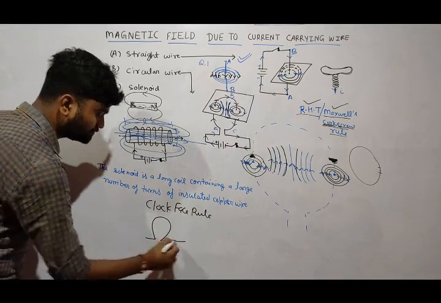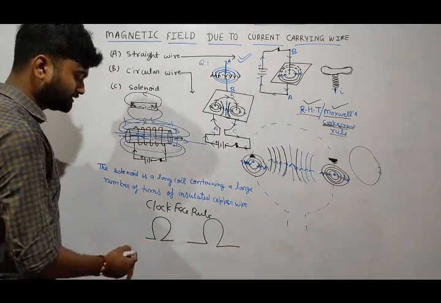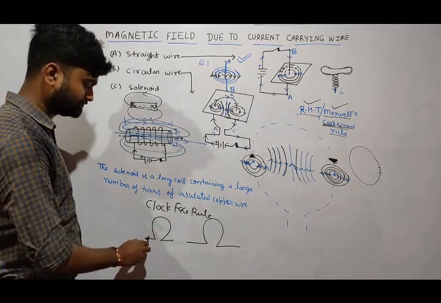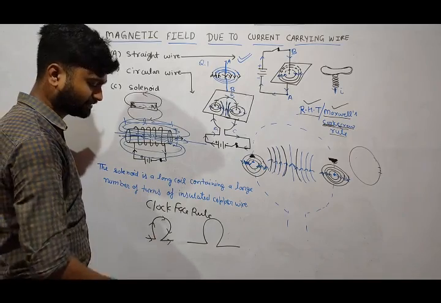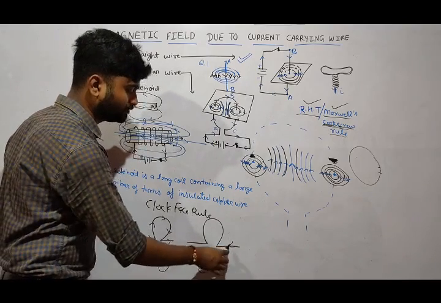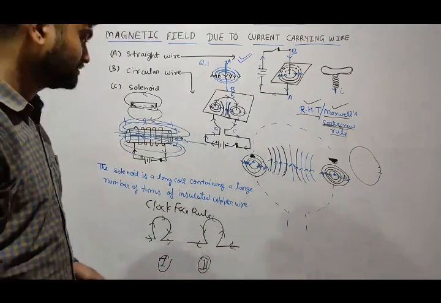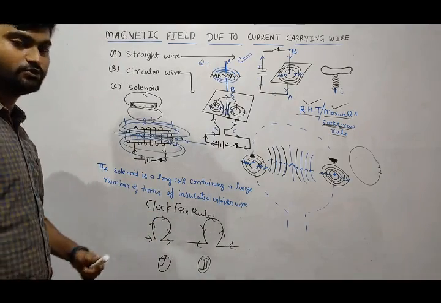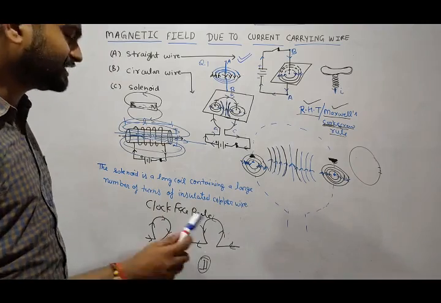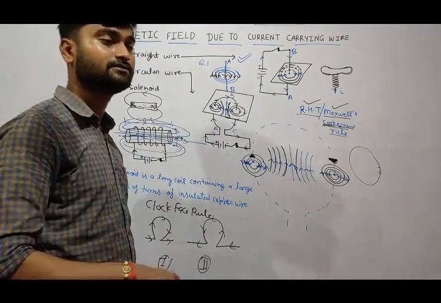So I have two circular loops. In this circular loop, current is going in clockwise direction, and in this loop, current is going in anti-clockwise direction. When you see a loop facing you, and you see the direction of current is clockwise, then that face behaves like a south pole.